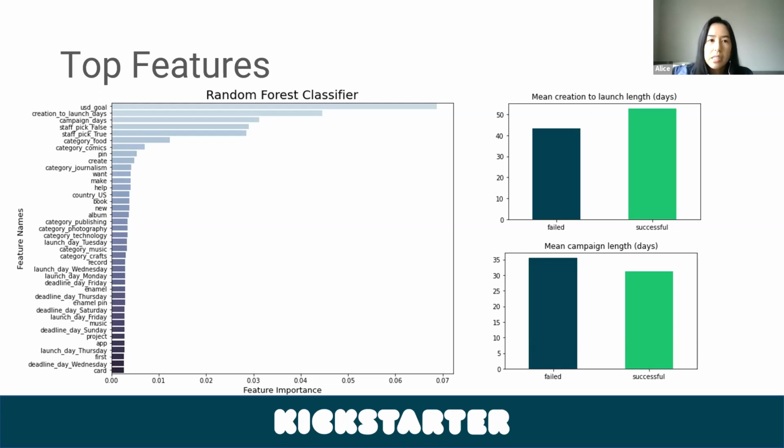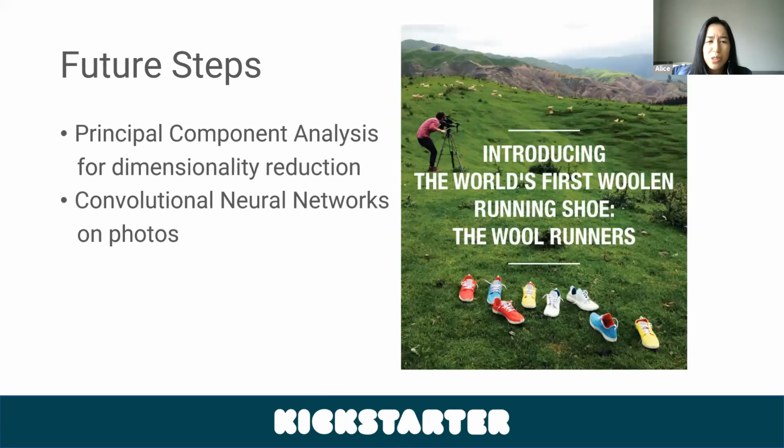And then in terms of the length of the campaign, successful projects typically allot about 4 to 5 fewer days than its counterparts. In terms of future steps, I'd be interested to look into PCA for dimensionality reduction because of all the categorical features and the NLP features available within this data set. Dimensionality reduction could help with optimizing the model.